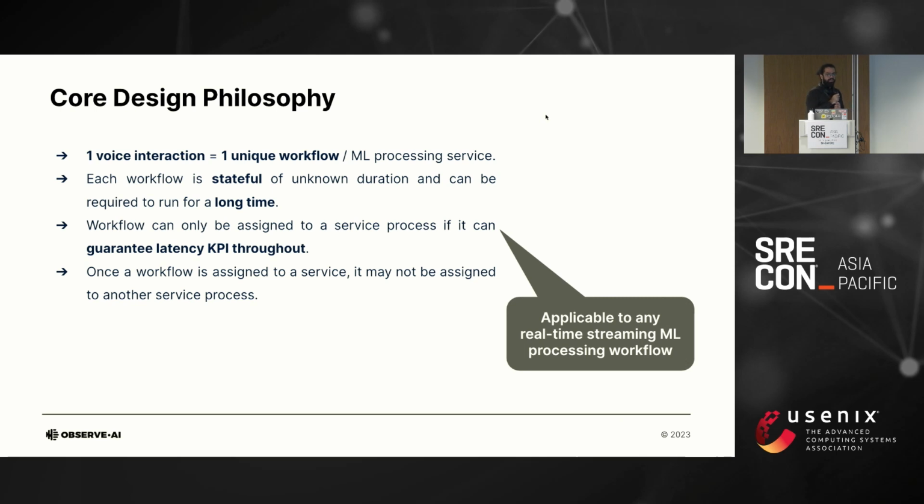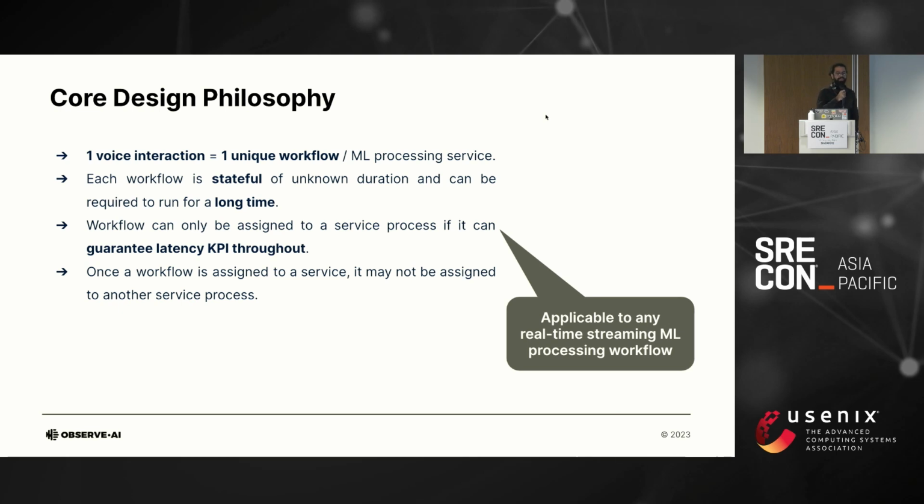Then finally, a workflow can only be assigned to a service if it's guaranteed a latency and throughput. So I need to estimate ahead of time, if I assign a particular call to a particular service, would it be able to sustain the KPI of the latency throughout the call, right? If that doesn't happen, then I cannot do anything at scale.